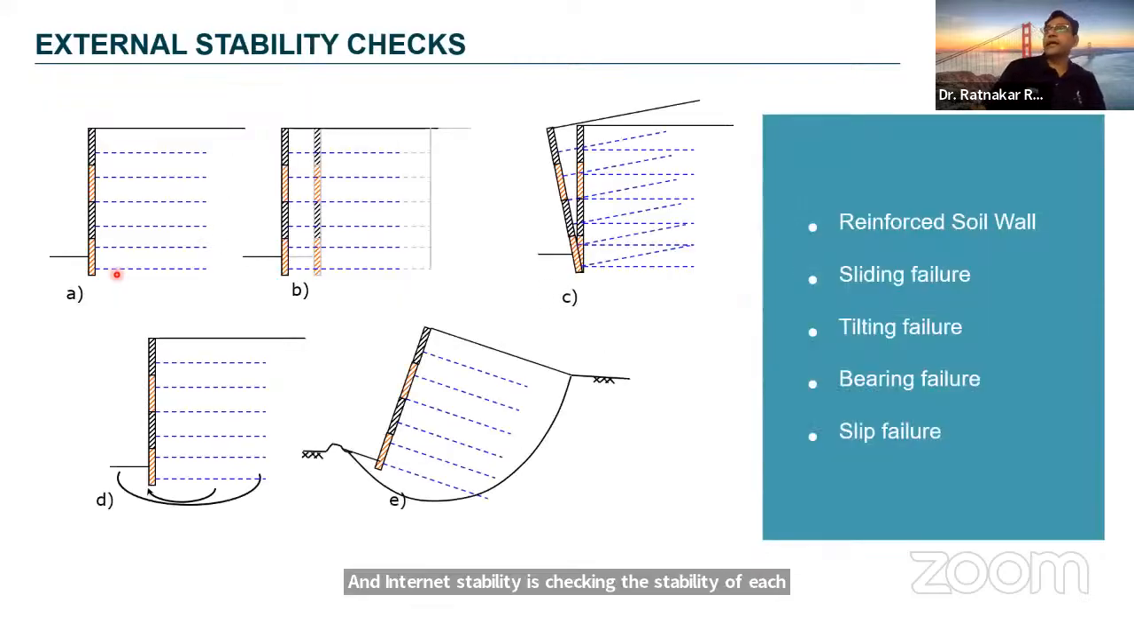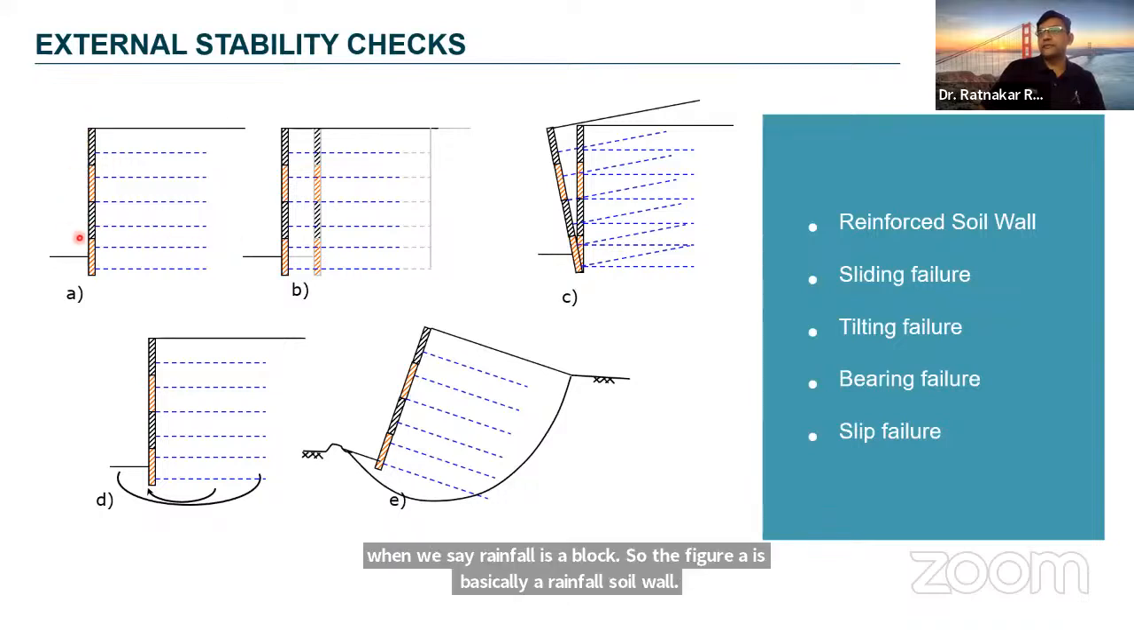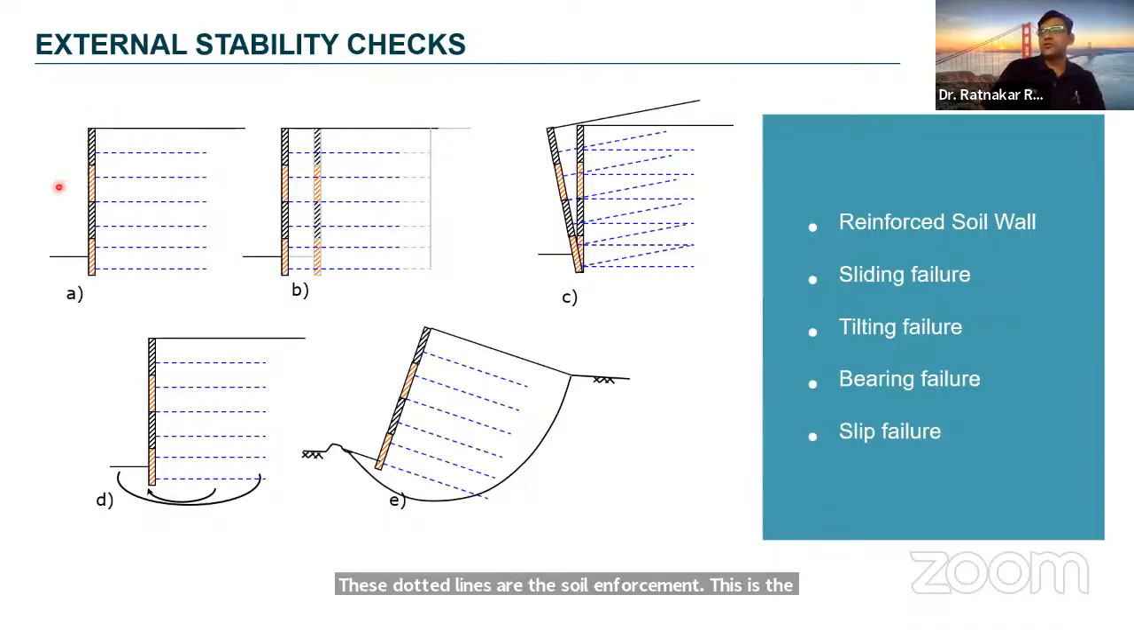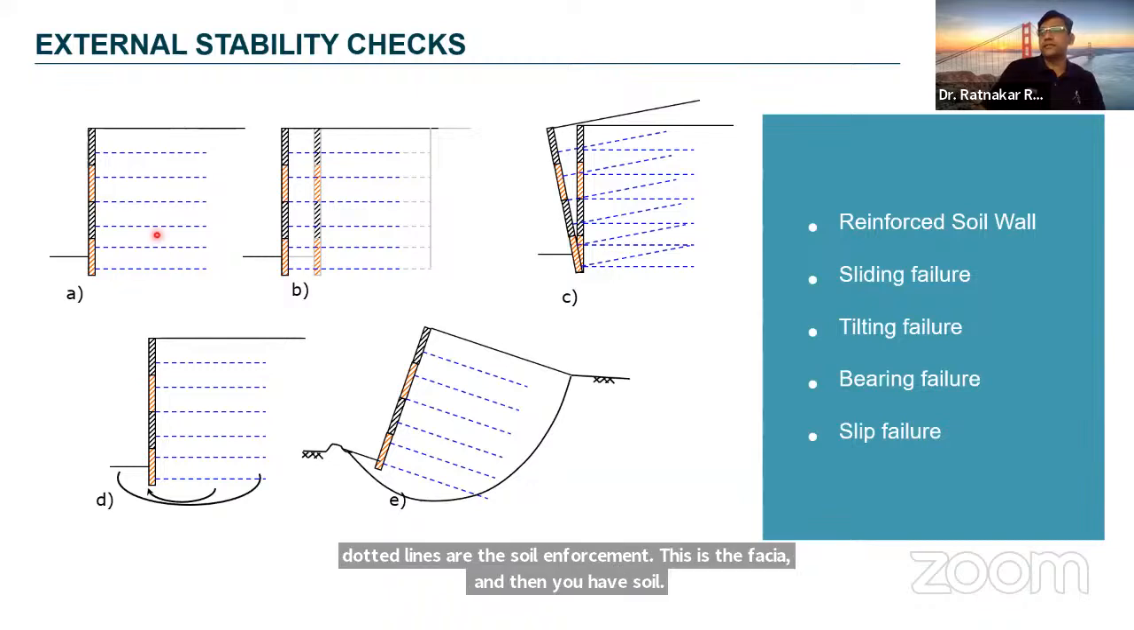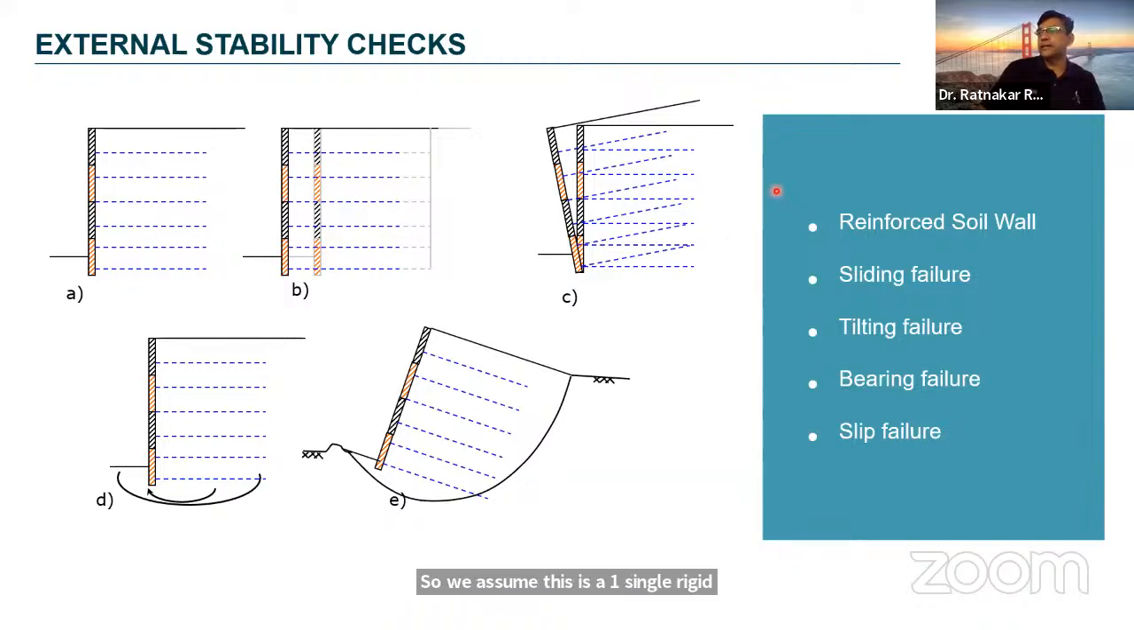So when we say reinforced soil wall is a block, the figure A is basically a reinforced soil wall. These dotted lines are the soil reinforcement. This is the fascia, and then you have soil. So we assume this is one single rigid body. It may slide, it may overturn, it may slip, it may have a bearing failure. So all these checks, what you do in conventional retaining walls, you need to conduct for the reinforced soil wall.